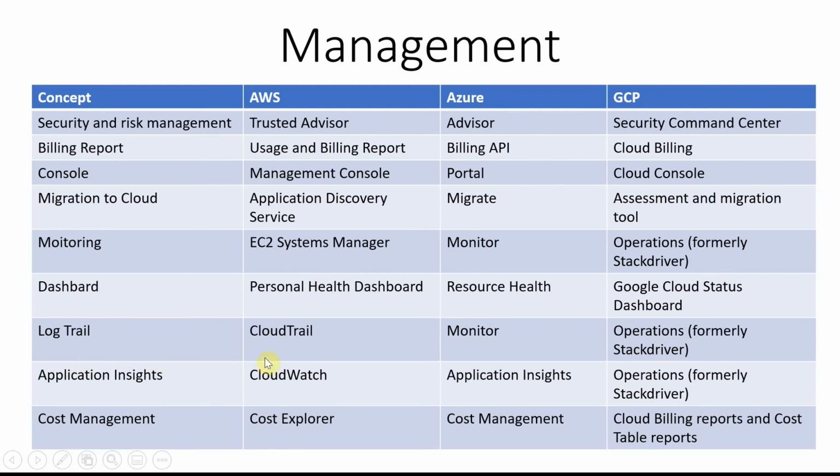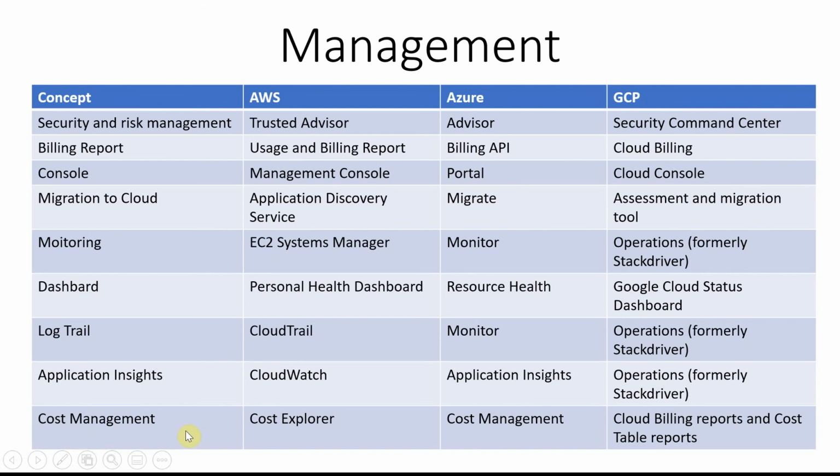Log tracing. Log tracing is like looking at the logs summary or trail of the logs. In that space, it is AWS CloudTrail, Azure Monitor, and operations here. And application insights: you want to get a hold of how your application is performing. Management is interested to see how the application is performing, how many errors happen, how many issues there are. A summary of that you can get with AWS CloudWatch. There is Azure Application Insights, and GCP is operations.